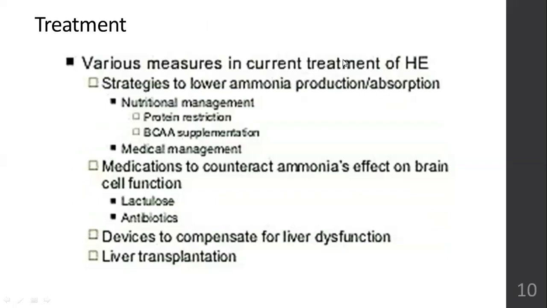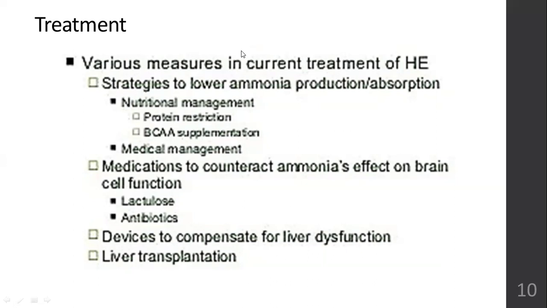So, treatment. Various measures are used, and different stages will have different modalities of treatment. The main motto here is to remove ammonia from your system, and reduce the production or absorption of ammonia in your body. How can you do that? First, you have to restrict protein. Protein has nitrogen that forms ammonia in your body. So restrict protein.